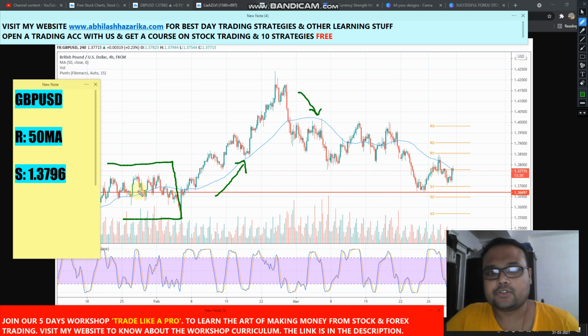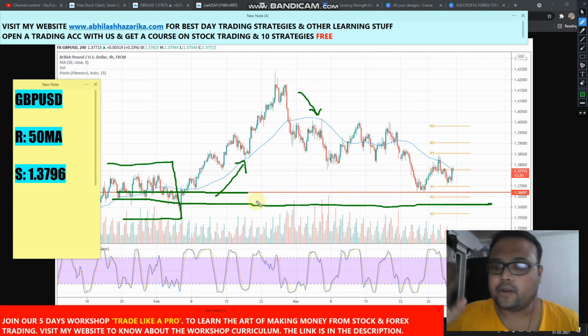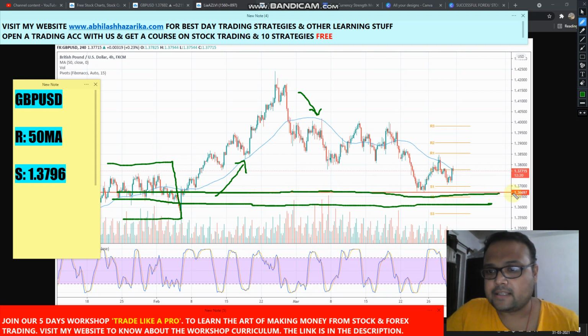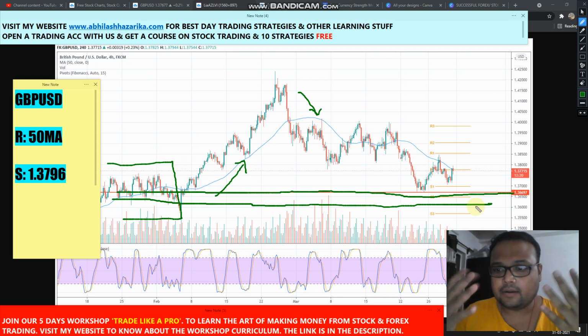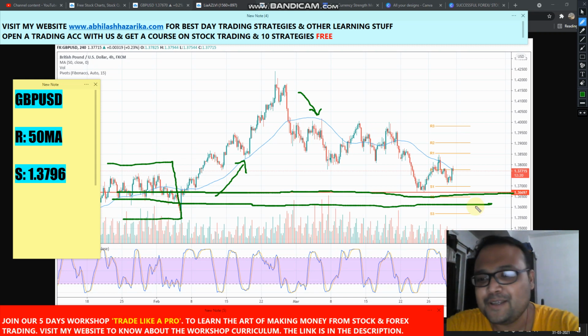Almost near the support. Actually, this is the support zone for the market, or this was the support zone for the market till February. After that the market went up, but this is still a valid support for the market. So yes, these things are not visible on the usual chart. That's why I told you that from today onwards my videos will be longer and boring, so please don't mind.